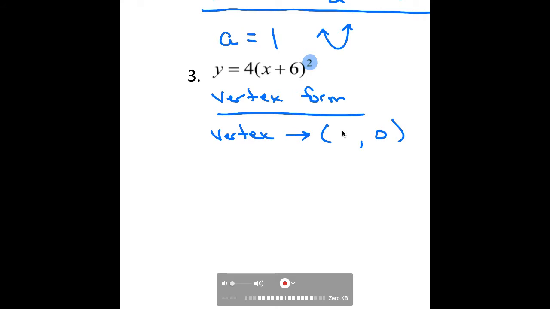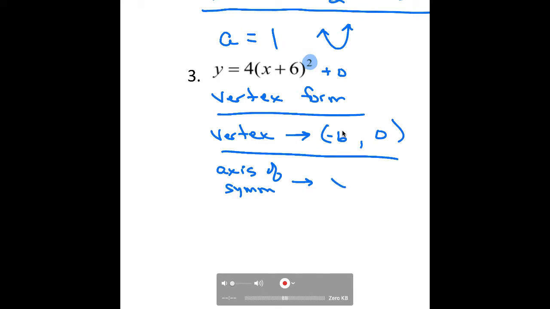Jaden already identified the K. It's -6. There you go. That would be at -6, 0, because there's nothing after the parentheses squared. So yeah, I can put that plus 0 there and not change it at all. Axis of symmetry. What would we get for the axis of symmetry? -6. X equals -6, good. And last but not least, as always, A is 4, which means it's going to open up and it's going to be narrow.